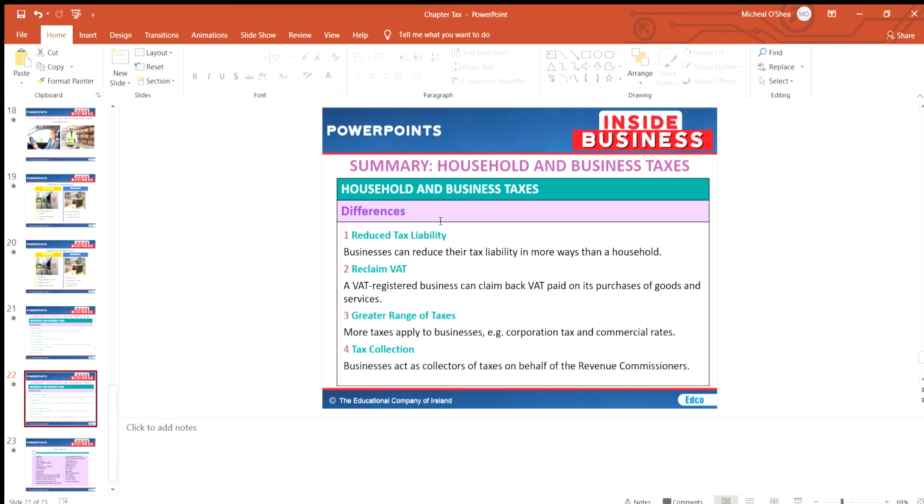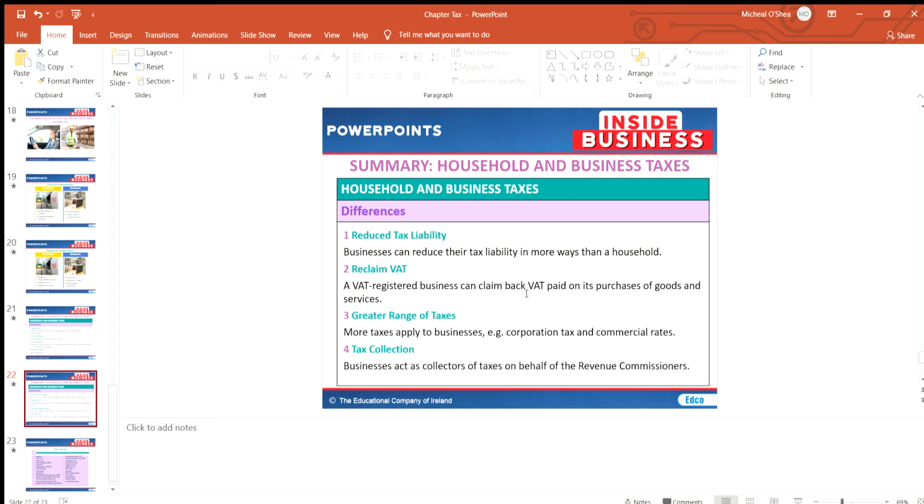Differences between households and businesses. Well, businesses can reduce their tax liability in many more ways. Tax liability is money that you owe. So a business can generally take up certain schemes, and there are a lot more ways of reducing your tax bill, whereas for normal employees there aren't as many ways of reclaiming that money back. Also, for reclaiming VAT, a registered VAT business can claim back VAT paid on its purchases of goods and services. So if you're a business and you're buying from a supplier and you're keeping track of all the money you've paid for all of your goods, generally at the end of the year you can receive a certain amount of VAT back that you won't have to pay.